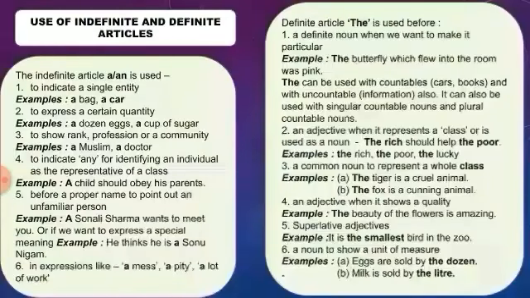Fifth one, superlative adjectives. Example, it is the smallest bird in the zoo. So we know that before the superlative degree we use the, the smallest bird in the zoo. Sixth, a noun to show a unit of measure. Example, eggs are sold by the dozen, milk is sold by the liter. So to show a unit of measure you can use the article, the dozen, the liter.